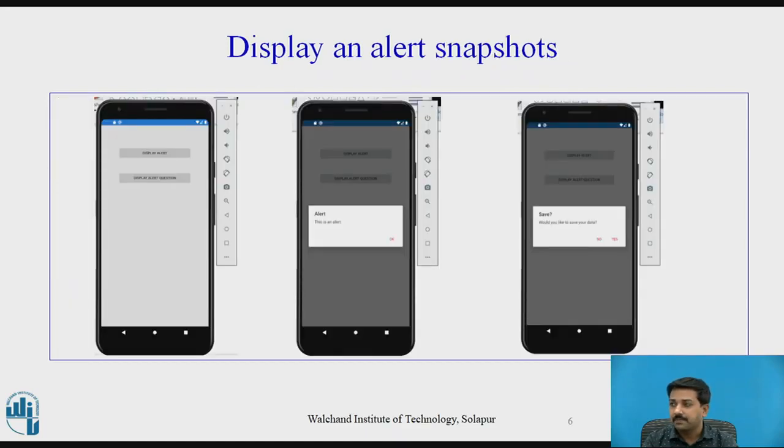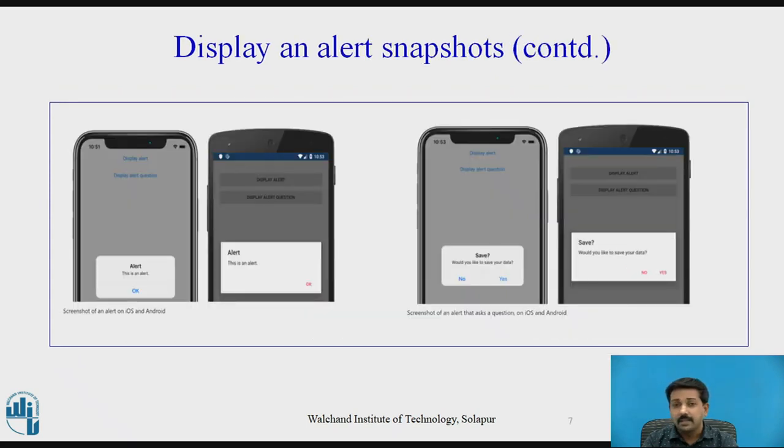So this is a snapshot of our example. In the first snapshot, you can see two different buttons, Display Alert and Display Alert Question. When you click on the Display Alert button, you will see the message "Alert, this is an alert, OK". The second snapshot represents what you see when you click on the first button, and the third snapshot represents when you click on the second button, you will see the message "Save, would you like to save your data, No, Yes".